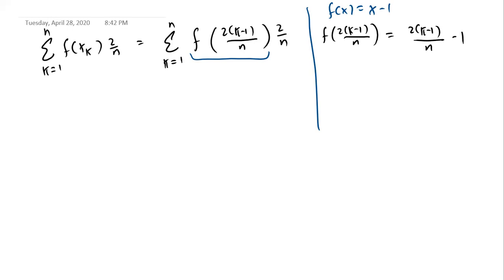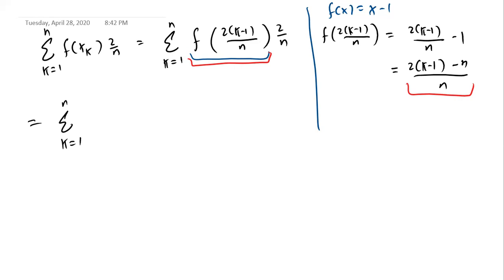Now I'm going to get a common denominator for reasons that you'll see later. I'm going to write 1 as n over n. So this becomes this. So finally, we plug all of this in. So now we know that this whole thing here is equal to this thing here. And what do we end up with? We end up with the sum, k equals 1 to n, of 2 times k minus 1 minus n all over n times 2 over n. And this is the left approximation that's specific for our example.